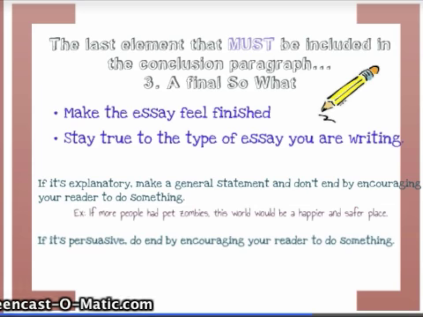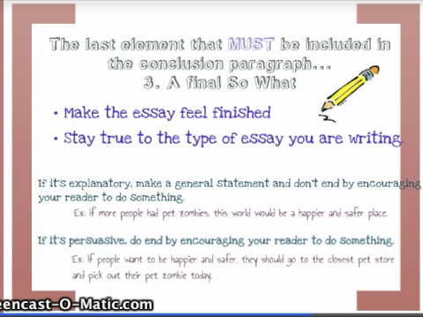Now, if this were a persuasive essay, you do want to end by encouraging your reader to do something. So your concluding so what for their conclusion would be something like this. If people want to be happier and safer, they should go to the closest pet store and pick out their pet zombie today.